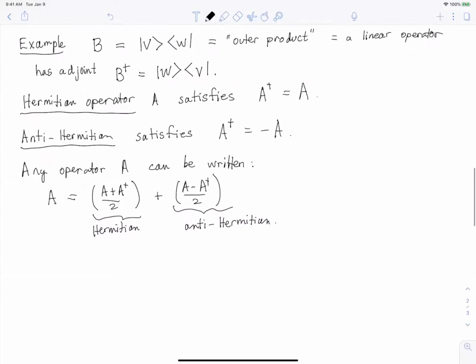Why is that Hermitian or anti-Hermitian? If I look at the thing here, that's Hermitian, I can take the Hermitian adjoint of it. The A turns into an A dagger. The A dagger turns into an A. And so it gives me back the same thing. And same thing here, the minus sign is going to guarantee that it's going to be anti-Hermitian.